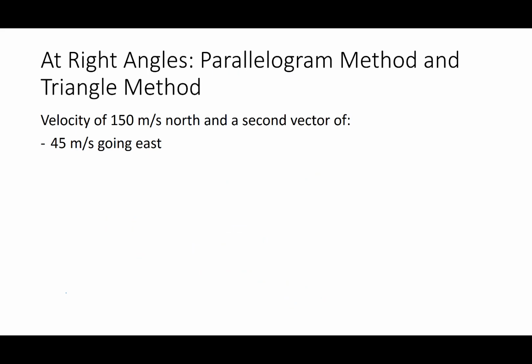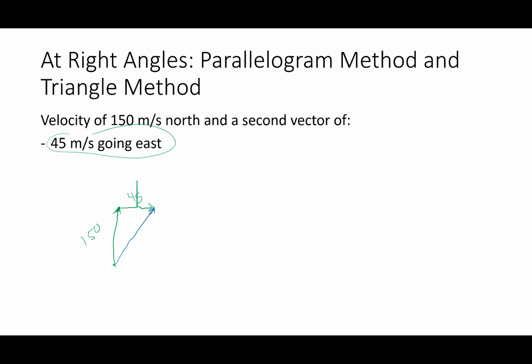Now the triangle method is very similar. I'm still going to start with my 150 meters per second going north, but now my second vector, this 45 meters per second going east, I am going to start at the head of my 150, and I'm going to put it going east here. This is what we sometimes call head to tail addition. And once I get that done, then I can go ahead and sketch my resultant in here.